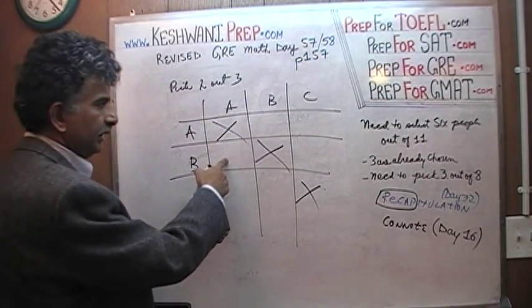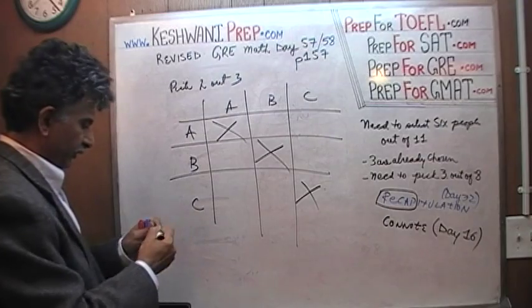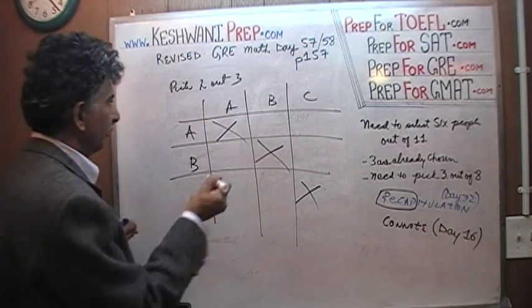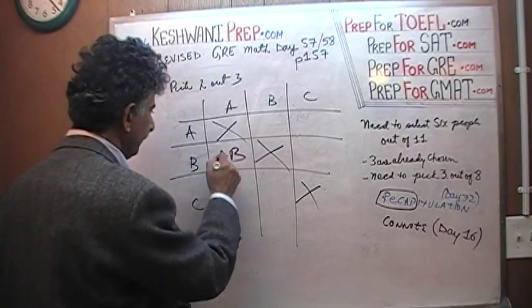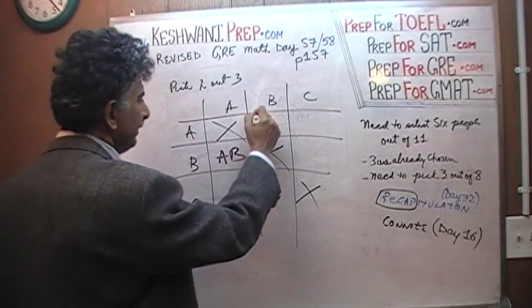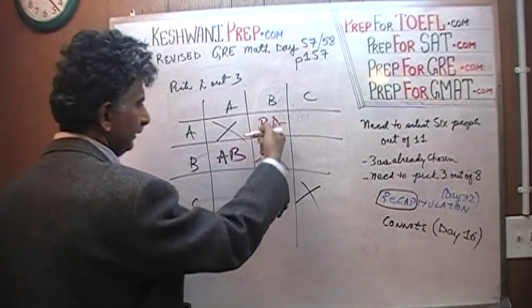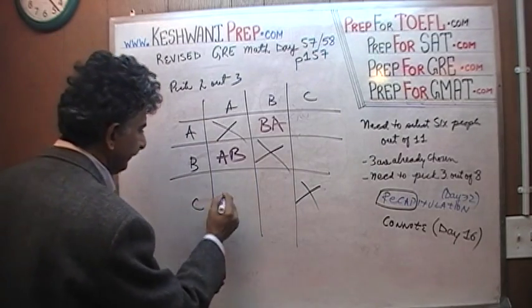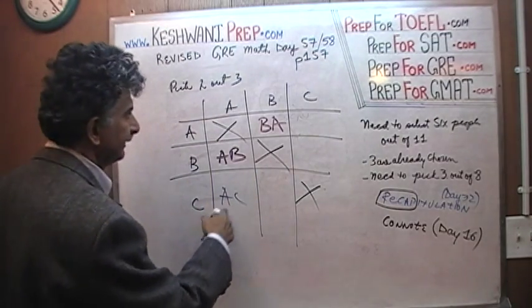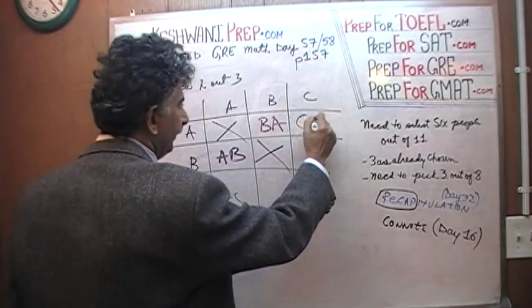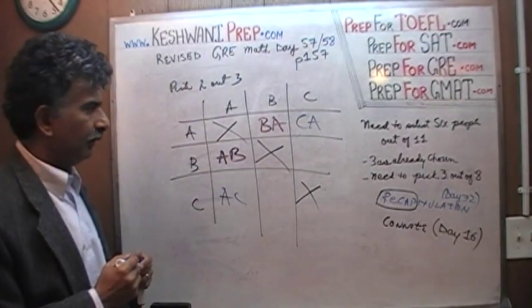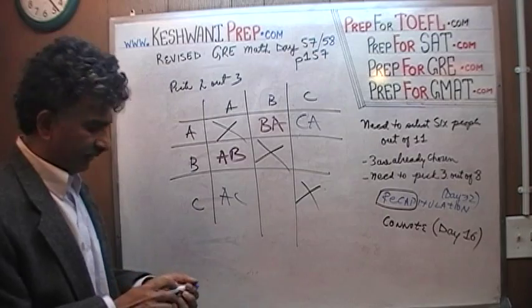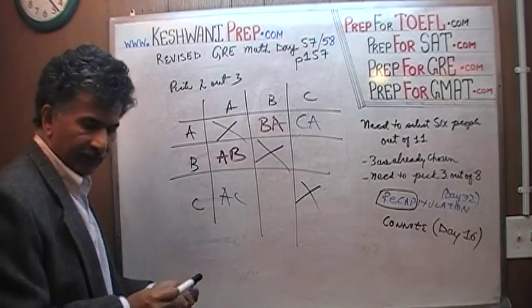Whatever is going on here, we're going to see a mirror image here. So I'm going to show you the mirror images that we're talking about. For example, AB is the same as BA. You see? Right there. Similarly, AC is the same as CA. You see? That's the mirror image. It doesn't count. We cannot count them twice. It's the same thing.